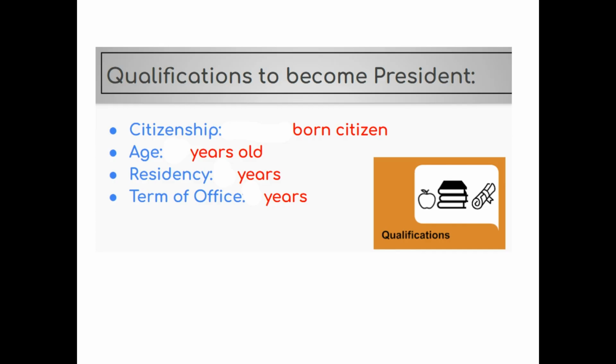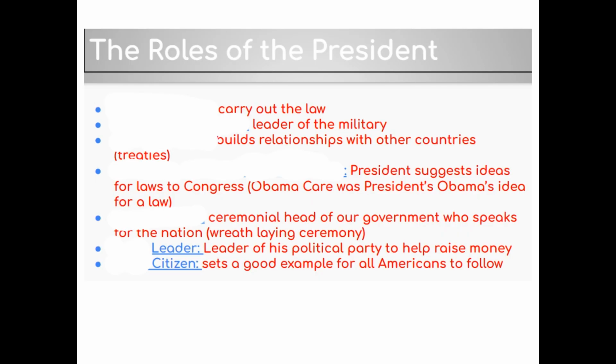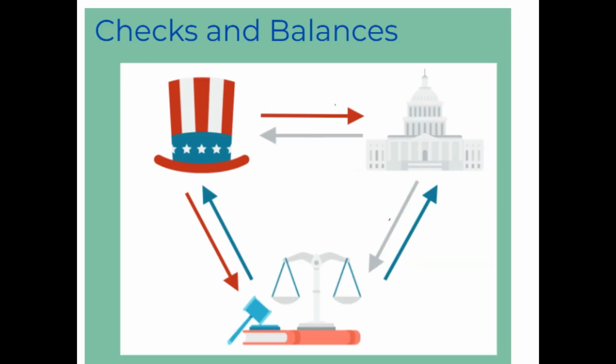And then we do some review for the executive branch. Have students work to fill in the blanks on this slide. The roles of the president, you might want to give them a word bank if they are just learning the roles of the president. And finally, the checks and balances triangle of death, which we have to learn.